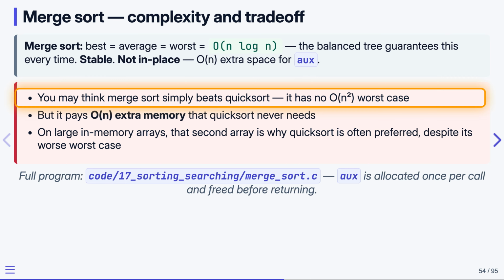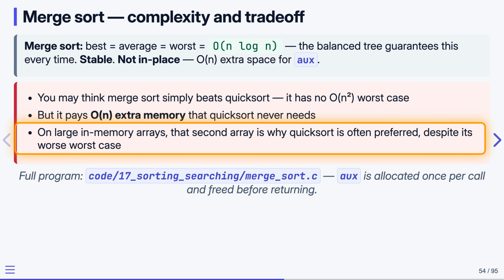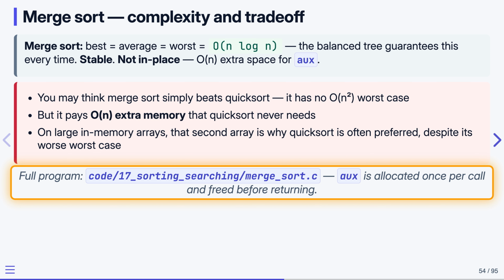Now the trade. You may think merge sort simply beats quicksort because it has no big O of n squared worst case. But it pays big O of n extra memory that quicksort never needs. And on large in-memory arrays, that second array is exactly why quicksort is often preferred anyway, despite its worst case. The full program allocates the auxiliary array once per call, and frees it before returning.